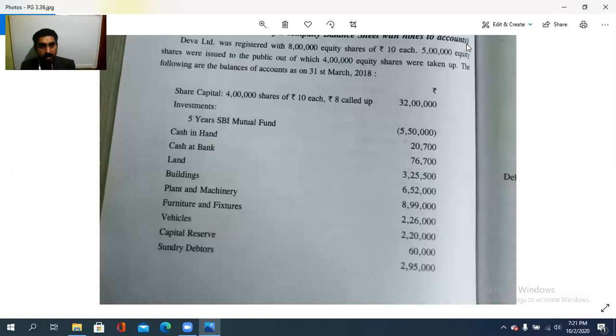Share capital, 4 lakh shares of rupees 10 each, 8 called up. So 8 fours are 32 lakhs. Investment, 5 years SBI mutual fund, 5,50,000. Cash in hand 20,700. Cash at bank 76,700. Land 3,25,500. Building 6,52,000. Plant and machinery 8,99,000. Furniture and fixtures 2,26,000, vehicles 2,20,000, capital reserve 60,000, debtors 2,95,000.